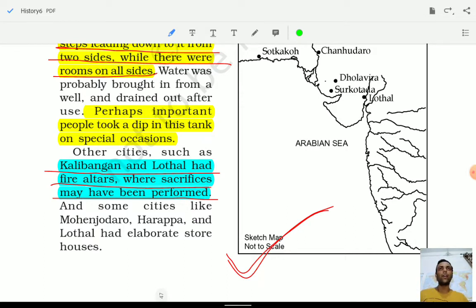What is a fire altar? Fire altars are similar to the kunds we refer to today, where whenever we gather in any ritual or while worshipping, we put all the things into the fire. So those kunds are referred to as fire altars, right? It is also trying to explain that these are fire altars where sacrifices may have been performed.